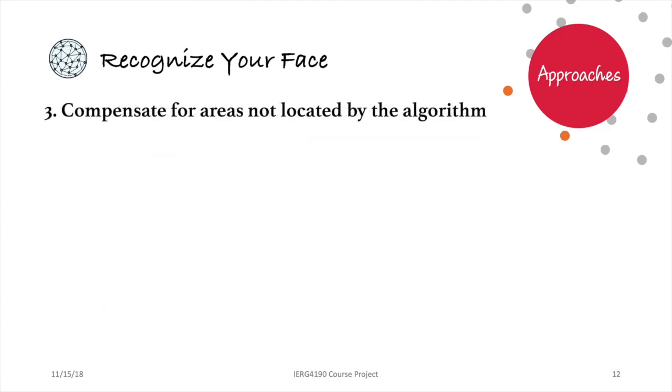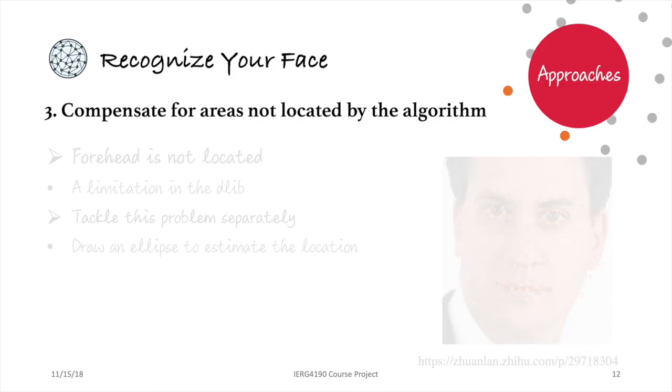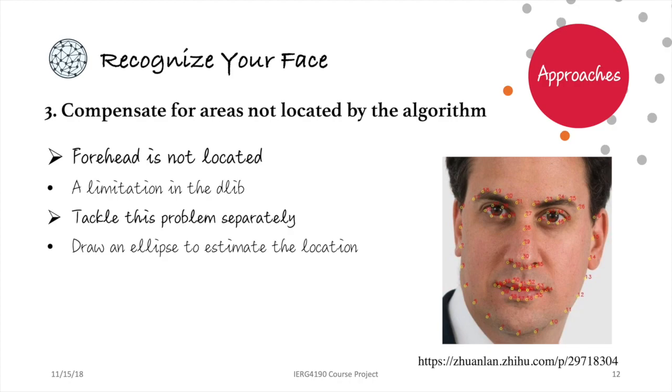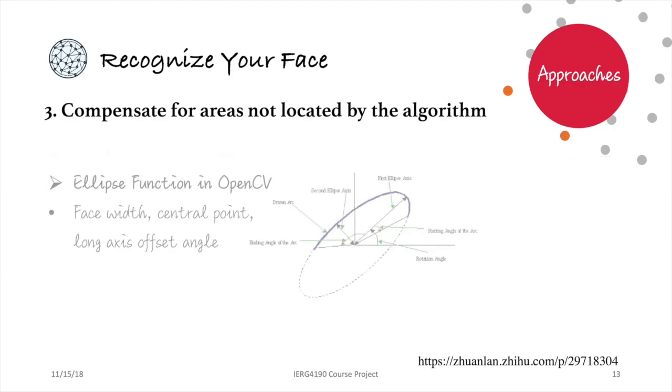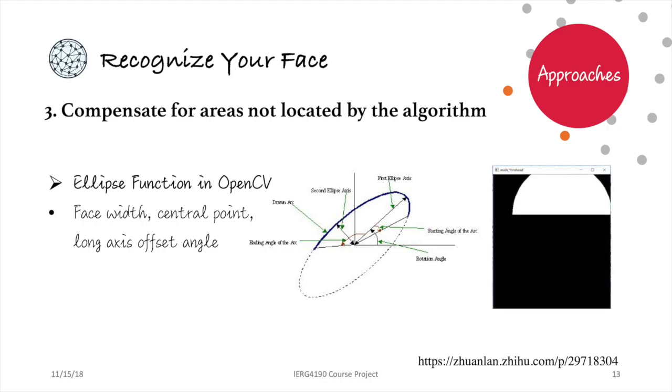However, there are still some problems. For example, there is a limitation in Dlib. The forehead cannot be located automatically. So we have to tackle this problem separately. To solve this problem, we may use the ellipse function in OpenCV, and the function takes face weights, central point, long axis, and offset angle as the input. And for the output, we can get a rough area of the forehead.